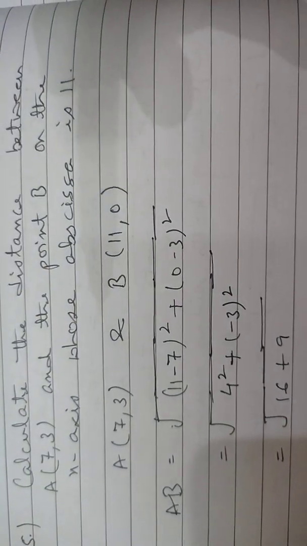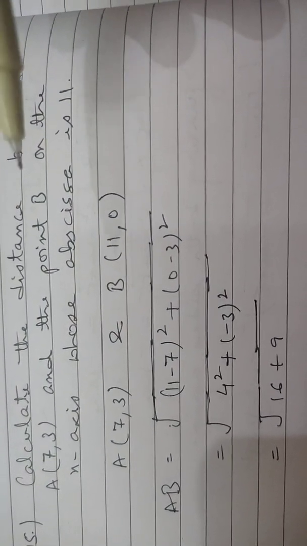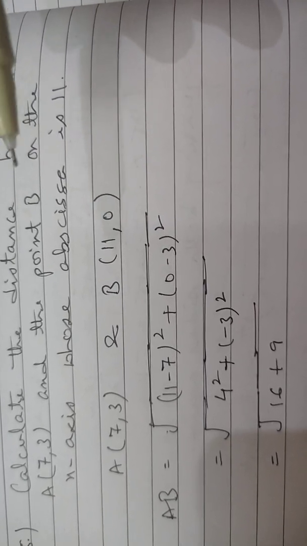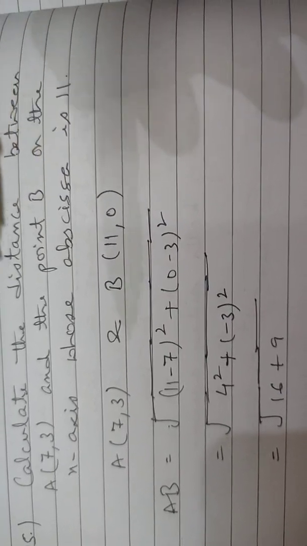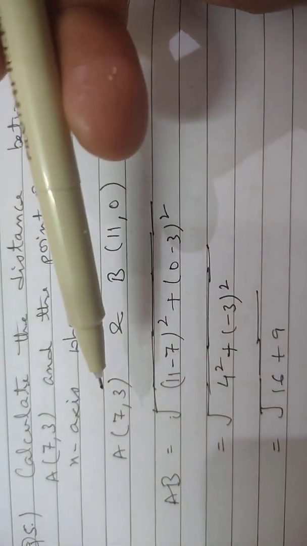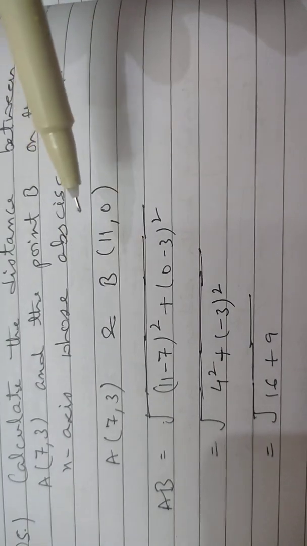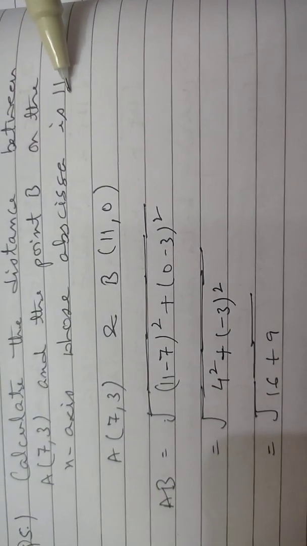So children, as I've told you in one of my videos, if a point is lying on the x-axis, then its ordinate part will be 0 and the abscissa part will be the point where the point is lying on the x-axis. So fortunately they have given us the abscissa value as 11. So the first point A is having the coordinates as 7, 3, and the second point will be having the coordinates as 11, 0 because the value of the abscissa is given to us.